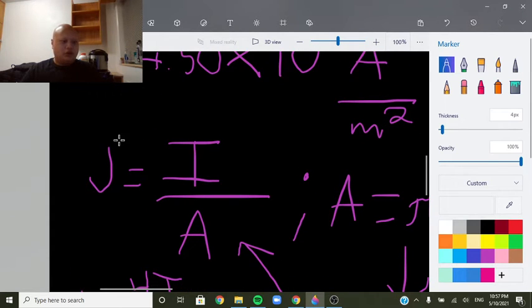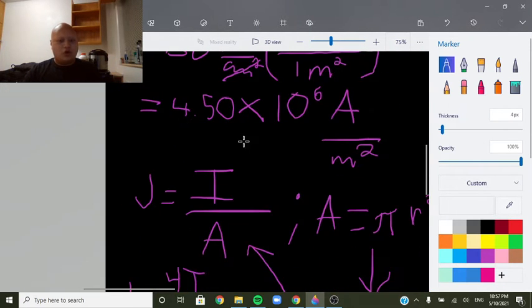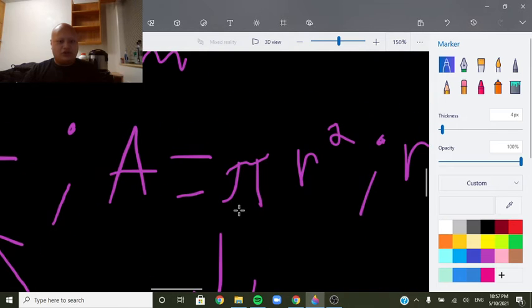So the definition of the current density is the current divided by the surface area of a surface. We are looking for the diameter of a wire, so we have to get the surface area of the ends, which is essentially a circle. So we have to get the area of a circle, which is pi r squared.